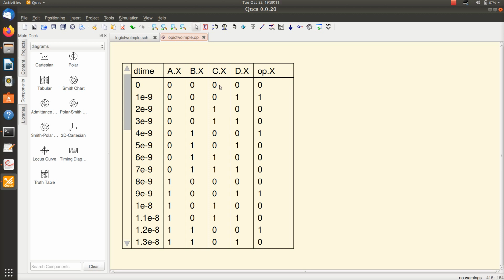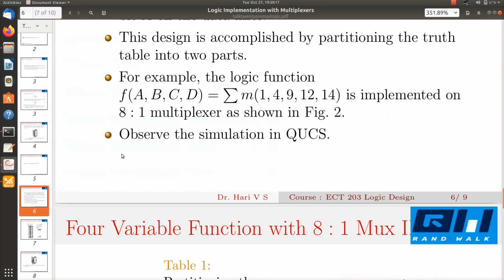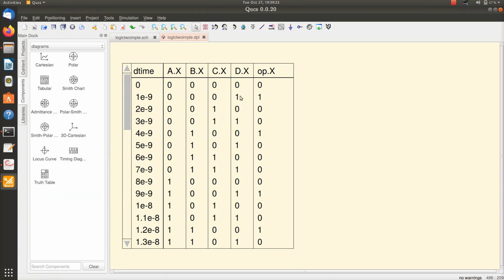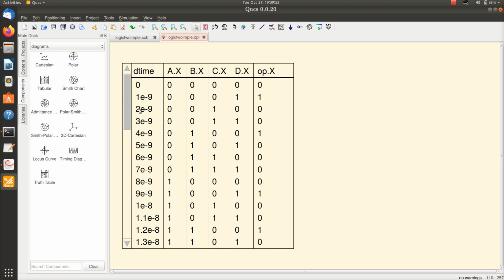Now here you can see what my function was. My function was 1, 4, 9, 12, 14. The output is 1 when it is 0 0 0 1, that is 1, then 4, that is 0 1 0 0, then 9, 1 0 0 1, then 12, that is 1 1 0 0, then 14, that is 1 1 1 0. Everywhere else it is 0. After 1 1 1 1, this cycle repeats. So you can see that the logic function is implemented correctly with the 8:1 multiplexer.